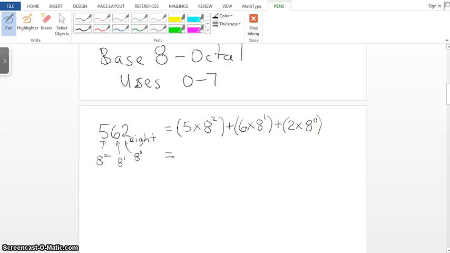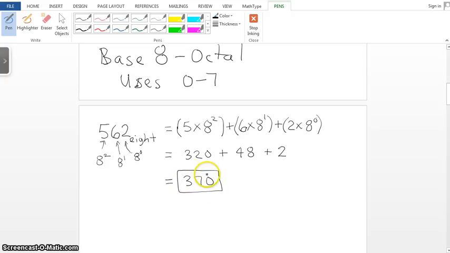Make sure you have your calculator. You can plug that in your calculator. This is actually 5 times 64, which comes out to be 320. And you have 6 times 8 and 2 times 1. So if you add those up, that's 50, and 320 is 370. Remember, when you're changing it to the decimal system, do not put base 8 on the end of that. That's actually a decimal number. This is 370, base 10. This is base 8. 562 base 8 is actually equal to 370.